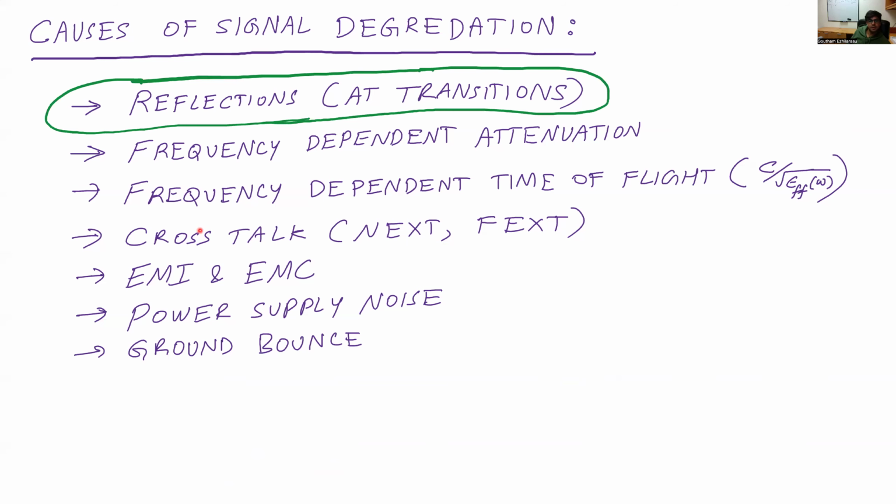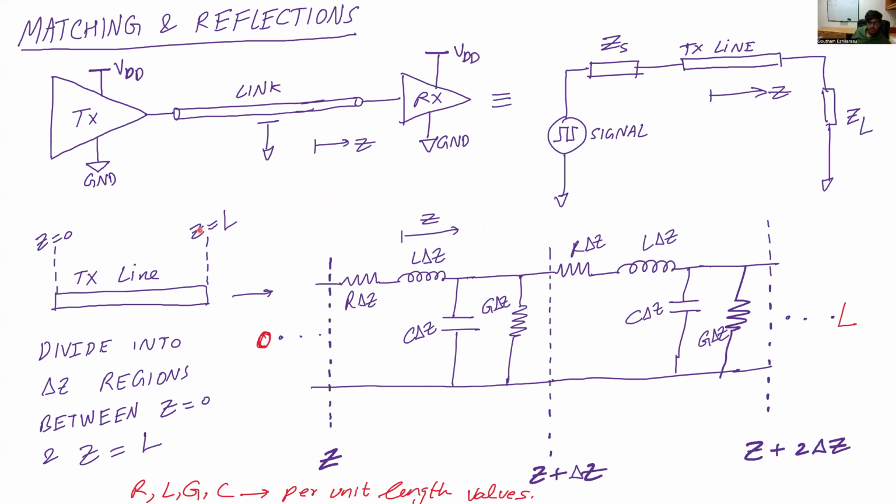So first, let us look at the concept of reflections that occur at transitions. In order to understand the concept of reflections, let us consider a very simple model of the transmission link.